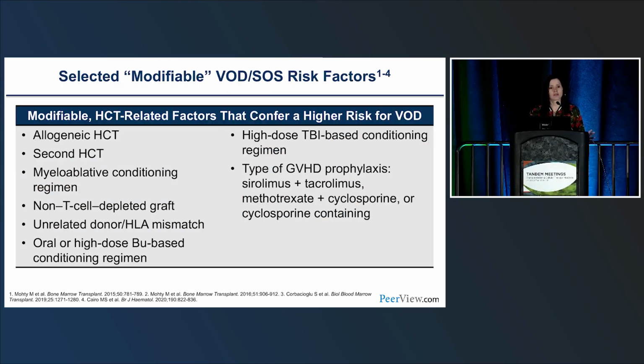We know of some risks that are modifiable or potentially modifiable, and these listed risks give you a higher risk for VOD: allogeneic stem cell transplant, receiving a second transplant, myeloablative conditioning regimen, non-T cell depleted graft, unrelated donor with mismatch, oral or high-dose busulfan chemotherapy, or TBI, and graft versus host disease with the regimens listed. I always think when I see this, it's interesting because we call these modifiable risks, but if someone needs an allotransplant, it's certainly modifiable, but not necessarily avoidable.